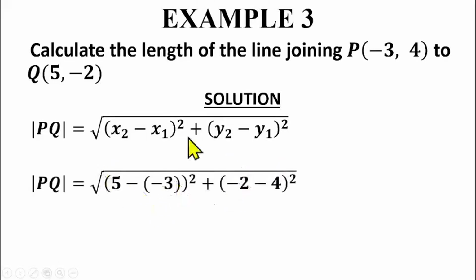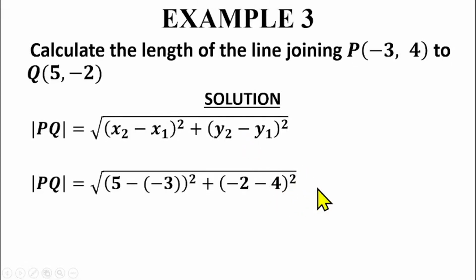If you substitute your answer here, our x2 will be 5, and our x1 will be minus 3. So we have 5 minus open bracket minus 3 then squared plus our y2 will be minus 2, and our y1 will be 4. So we'll be having minus 2 minus 4 then squared.